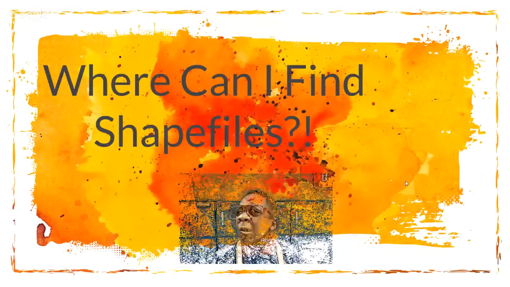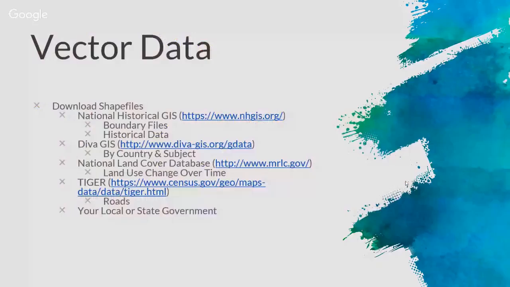So where can I find shapefiles? You can download them at numerous places. We have the National Historical GIS. If you are interested in boundary files or historical data, there's DIVA-GIS. You can look at the National Land Cover Database if you want to look at change over time. TIGER has a lot of our roads if you're in the States.